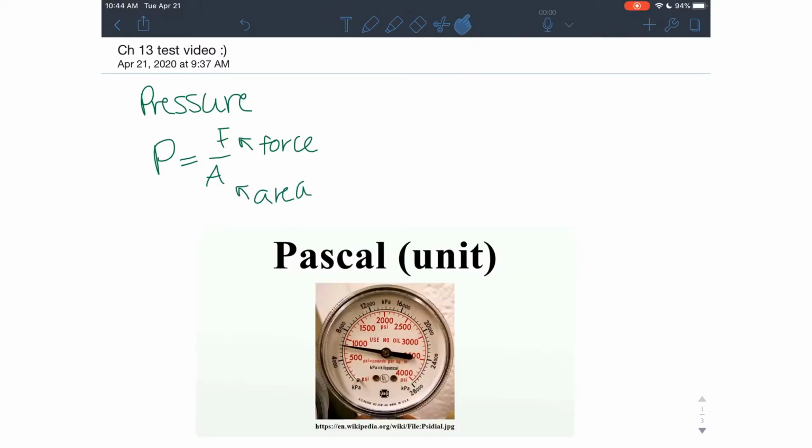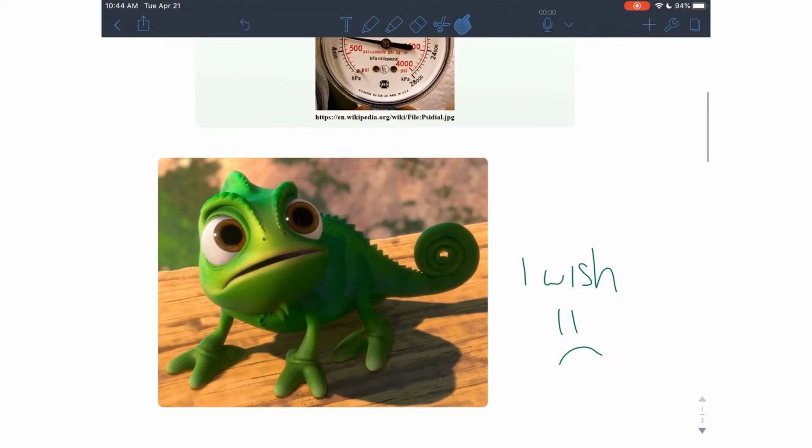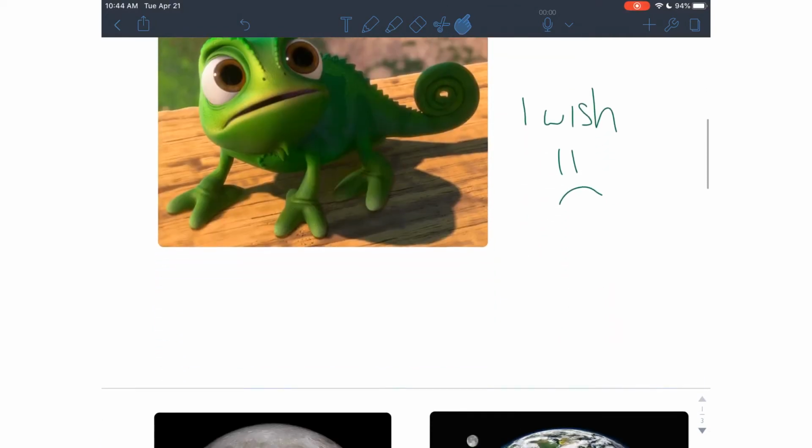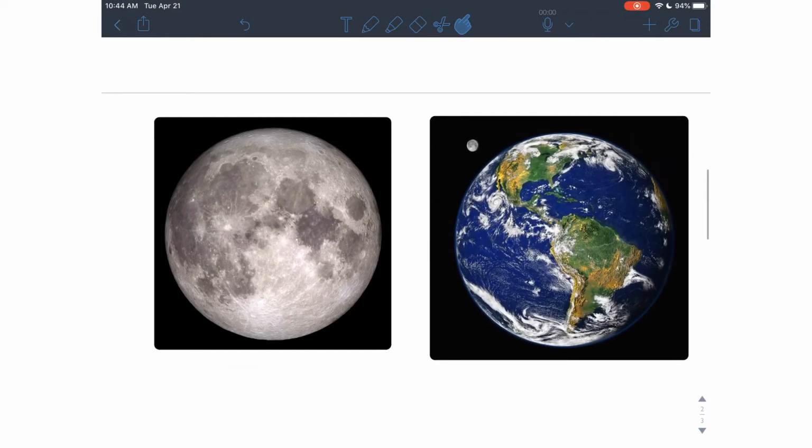Pascal is a unit of measurement that is used to describe pressure. It is very, very tiny. And no, I'm not talking about the chameleon from Tangled. I wish. Anyway, pressure is all about where you are.